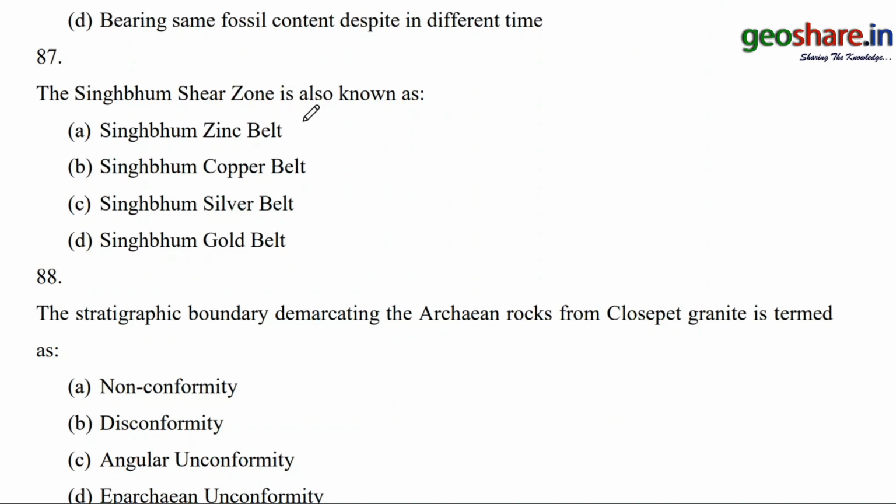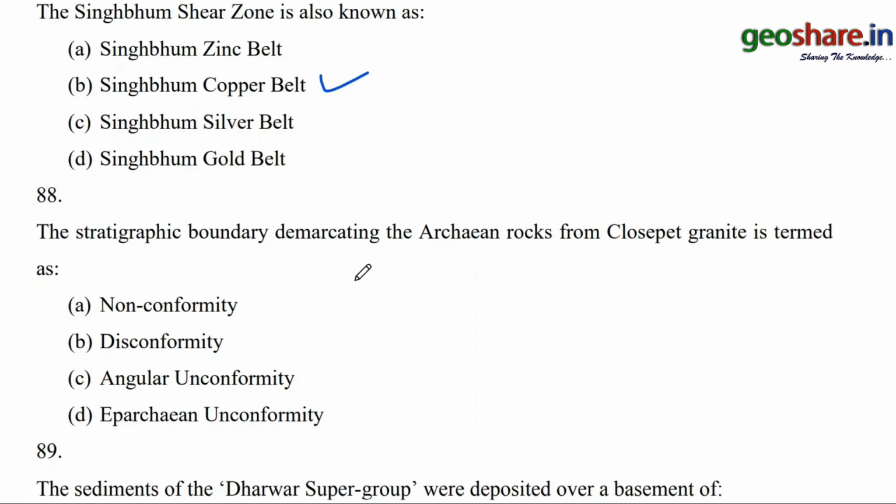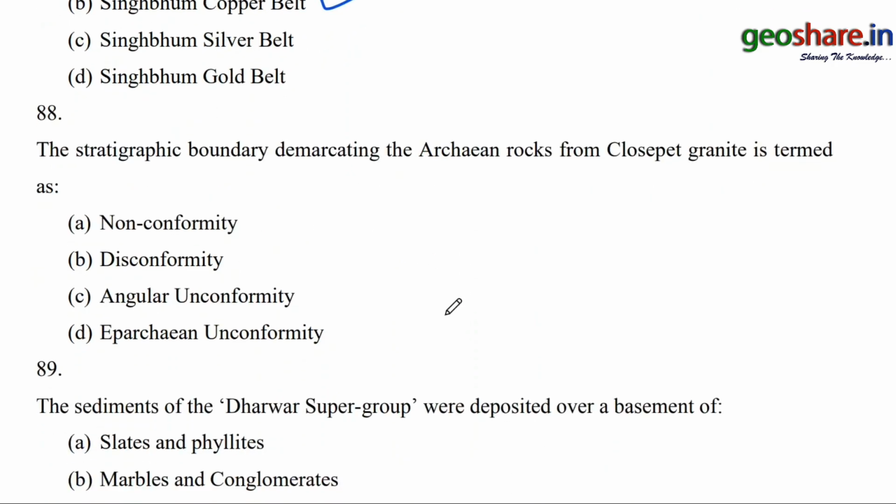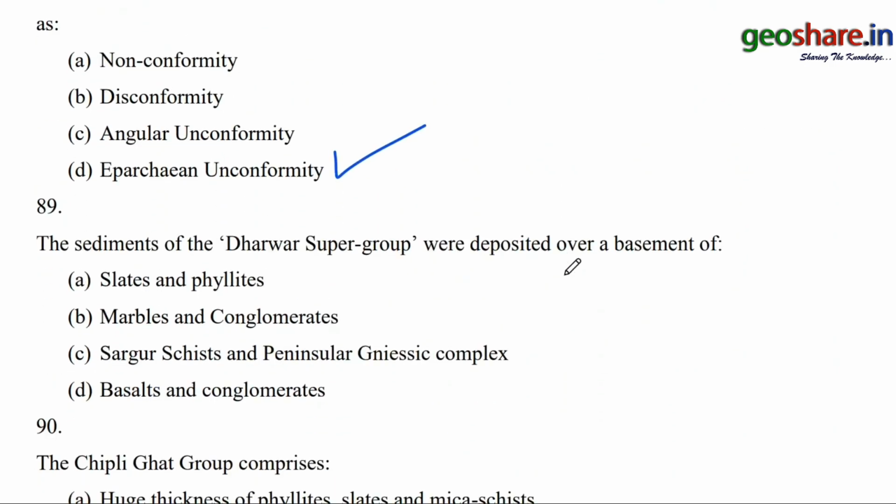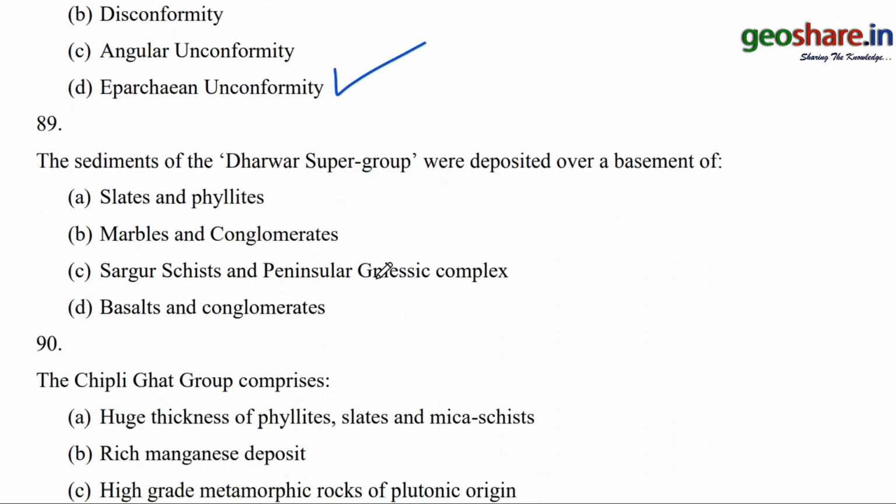The Singhbhum shear zone is also known as Singhbhum copper belt. The stratigraphic boundary demarcating the Archean rocks from Closepet granite is termed as Eparchean unconformity. The sediments of the Dharwar supergroup were deposited over a basement of Sargur schist and peninsular gneiss complex.